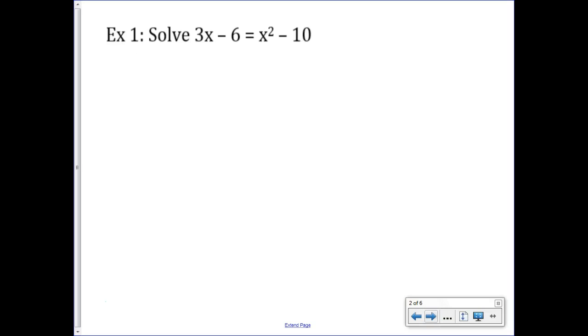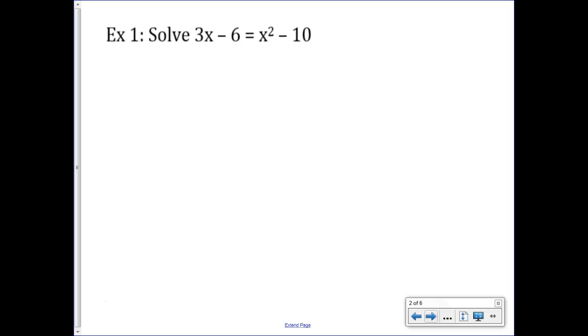So what that tells us is that when we factor this and the equation is set equal to 0, we can solve and we can find out what x equals and not just factor. So we're taking it just one step further. So questions today are going to look more like this: 3x minus 6 equals x squared minus 10.